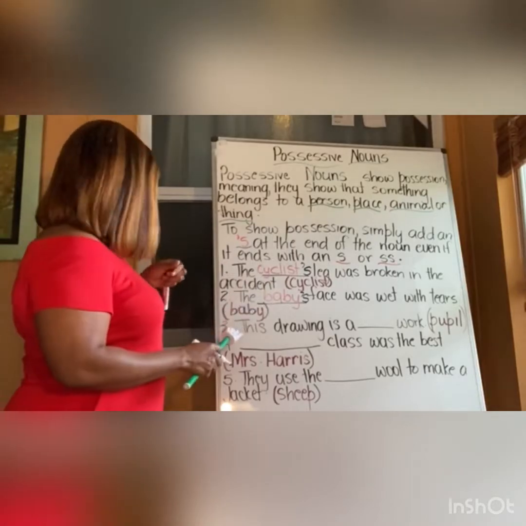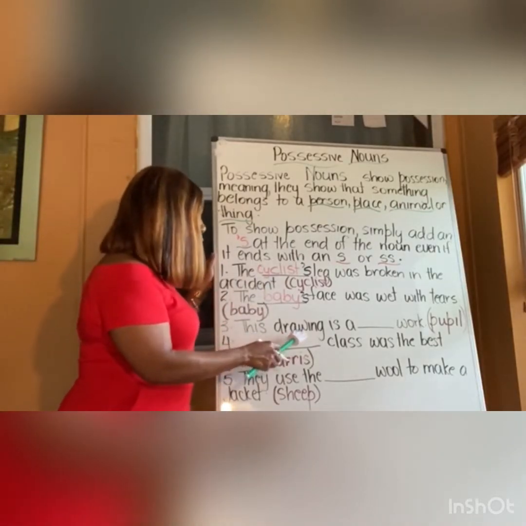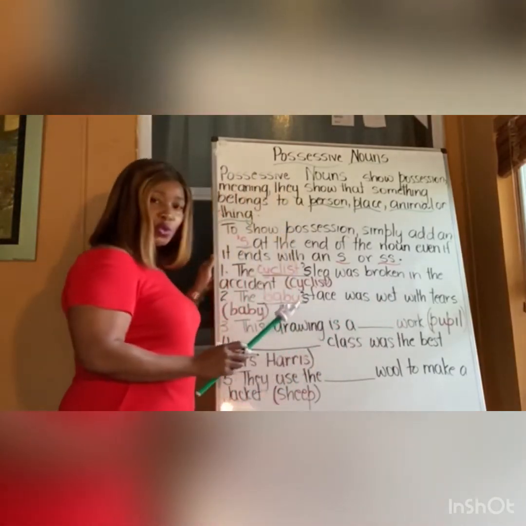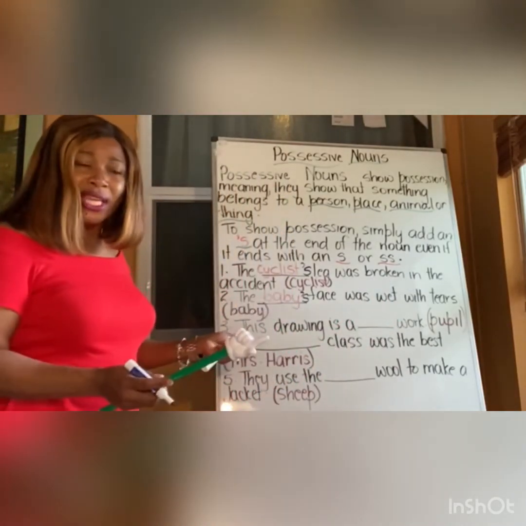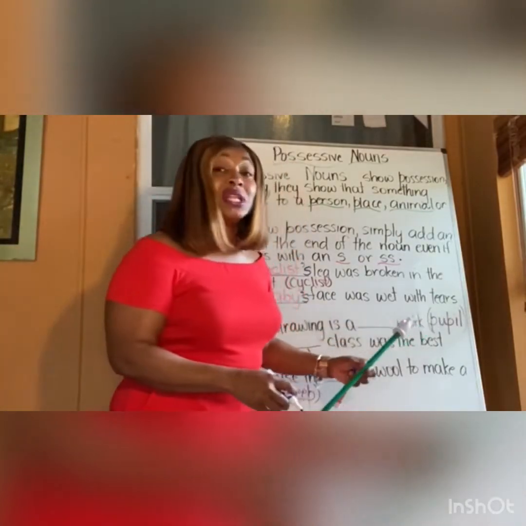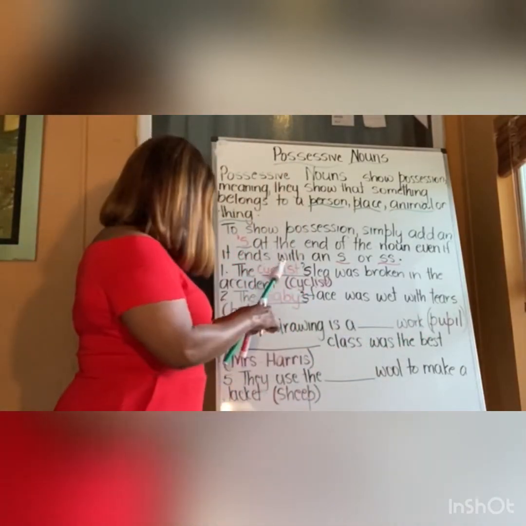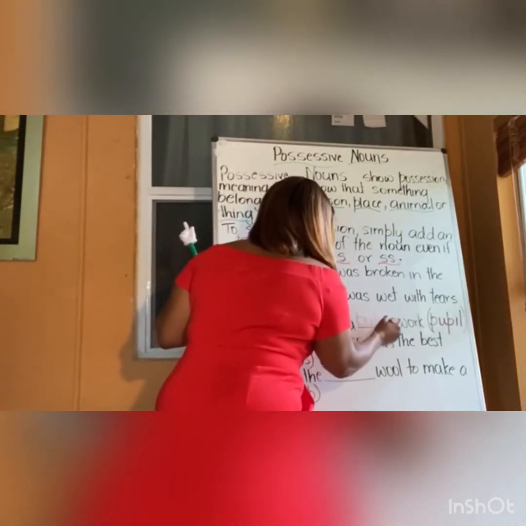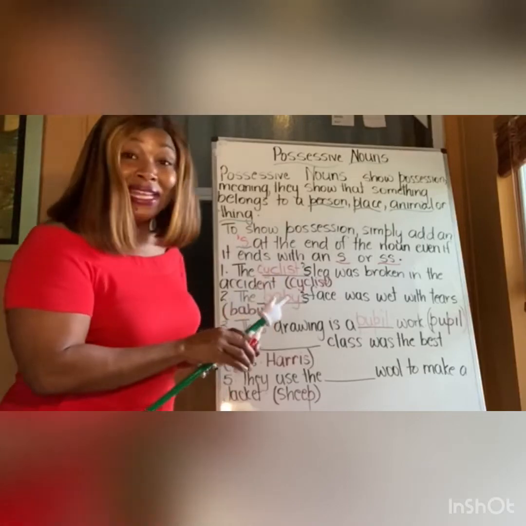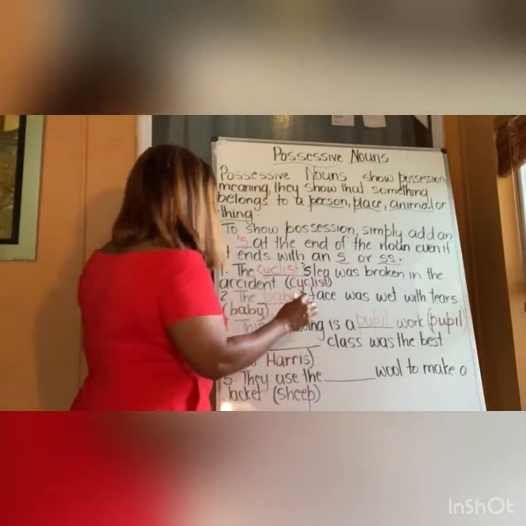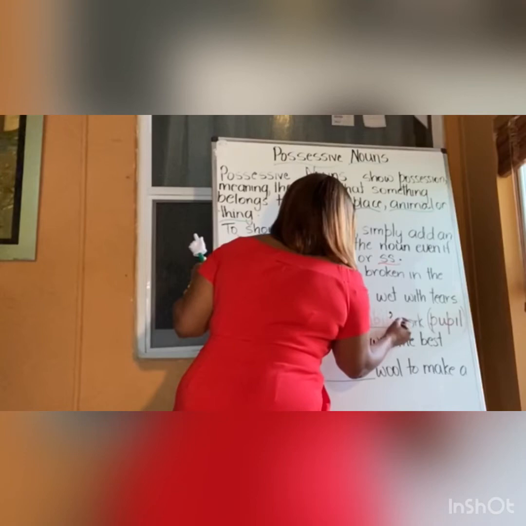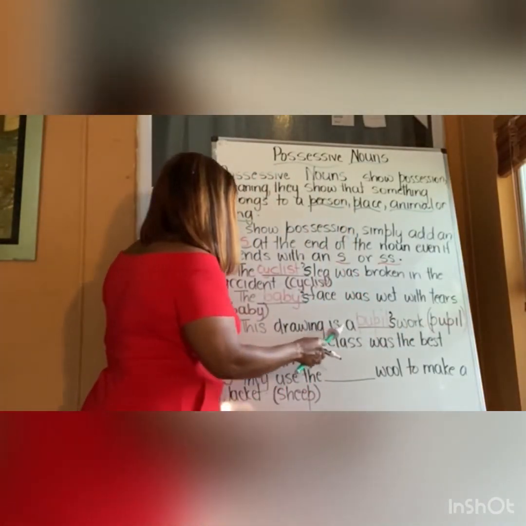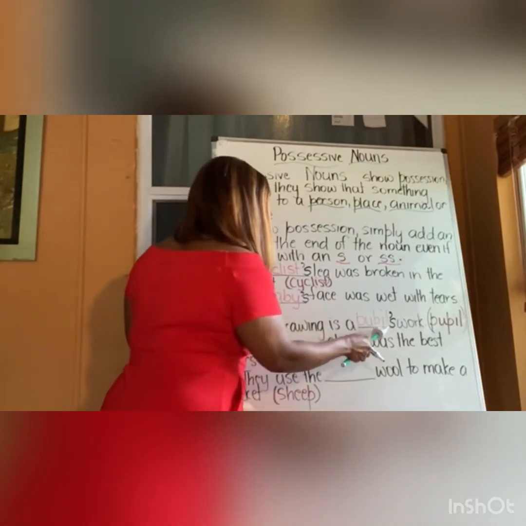Let's go to 3. This drawing is a blank work. Whose work is this? Who did this drawing? It's a pupil. So we need to write back the word pupil, P-U-P-I-L. And by now you know at the end of that, we put an apostrophe S. So this drawing is a pupil's work.